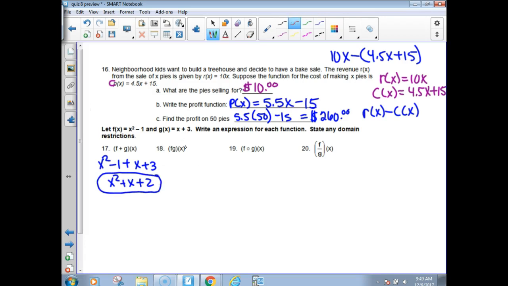18 says to multiply the functions. The f times g of x, you multiply x squared minus 1 times x plus 3. So you're going to have to FOIL this out or distribute twice. X squared times x would be x cubed. X squared times 3 is 3x squared. Negative 1 times x. And negative 1 times 3, minus 3. Simplify that. I wouldn't probably leave that 1 there, but this is already simplified.